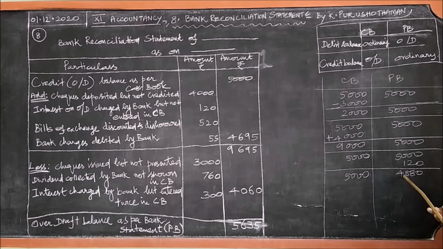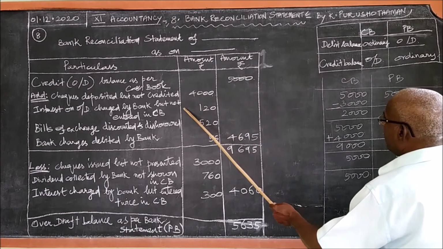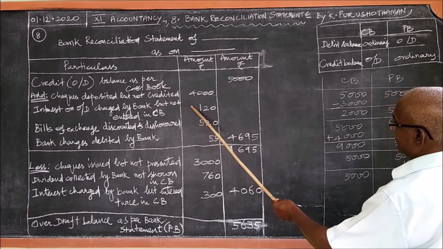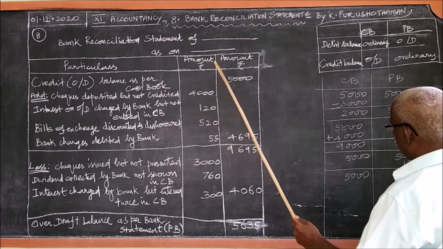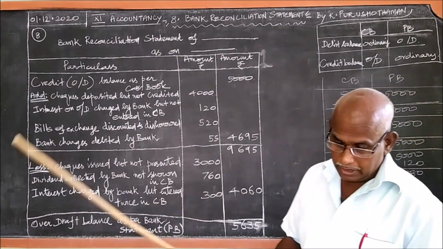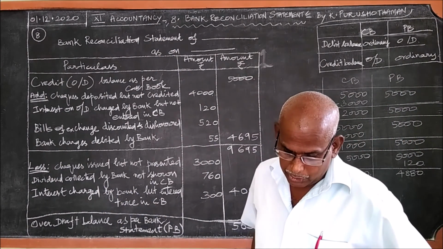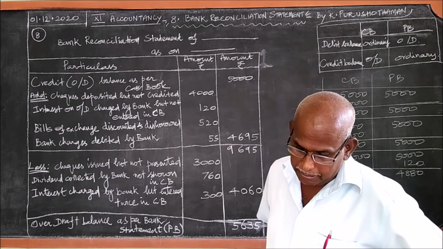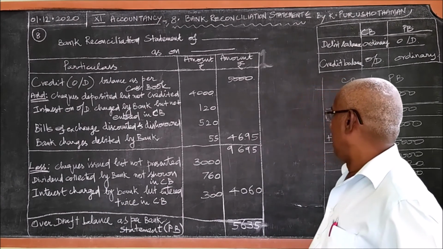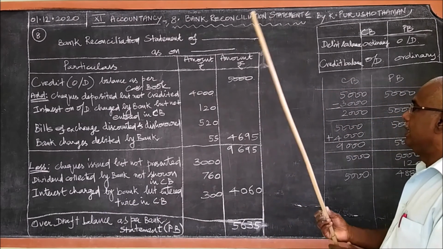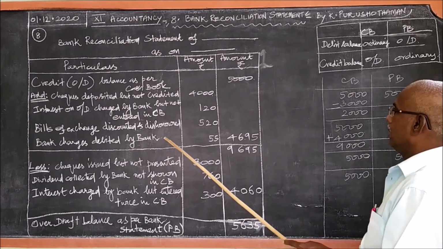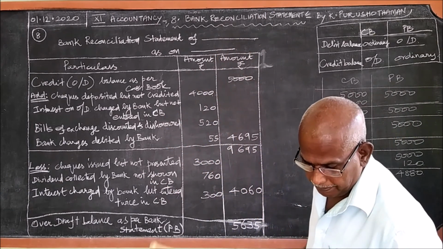Because this activity is done by the passbook, that is bank. Here only the balance will be reduced, but what happens in the cash book? The balance will be more. To equalize these two, it must be less, but it is overdraft, therefore it must be added. Okay, right. Then interest on overdraft. The next one, amount wrongly debited by bank. This one.